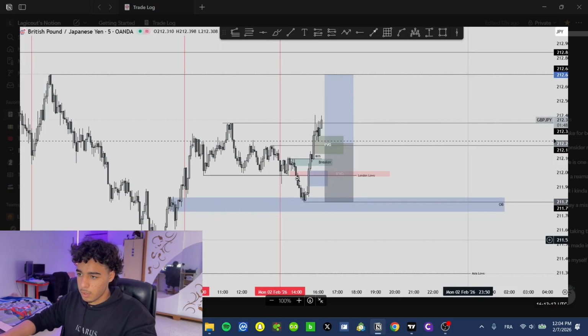We inversed a 15-minute fair value gap, and we made a break of structure off of a 5-minute fair value gap. We also broke an order block right here and reacted off of it as a breaker block. So we traced back into it, and then we made another break of structure and created a fair value gap within that move. So on the 5-minute we have a fair value gap and a breaker block right here.